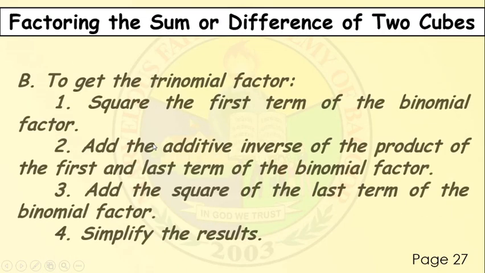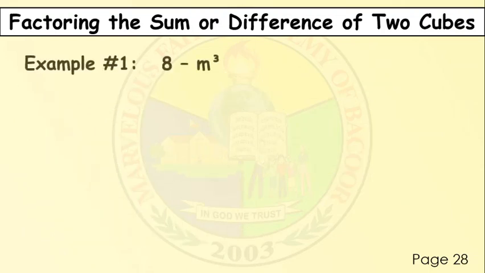Okay, next, to get the trinomial factor, square the first term of the binomial factor. Next, add the additive inverse of the product of the first and the last term of the binomial factor. And number 3, add the square of the last term of the binomial factor, and number 4 is simplify the result. Okay, so para mas maintindihan nyo yung mga step na yan, let's have example number 1.